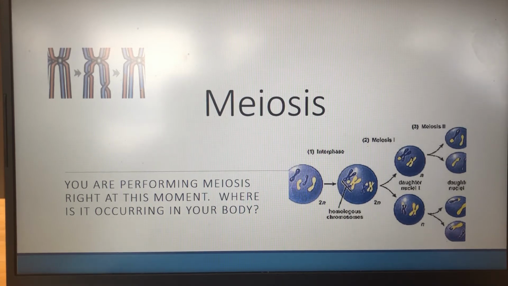Where is it occurring in your body? If you guessed your sperm and egg cells, you are correct, people. So yes, your sperm and egg cells. Please don't say in your skin or anywhere else on your body. That freaks me out. That means you could get someone pregnant by touching them. So let's just go within your sperm and egg cells.